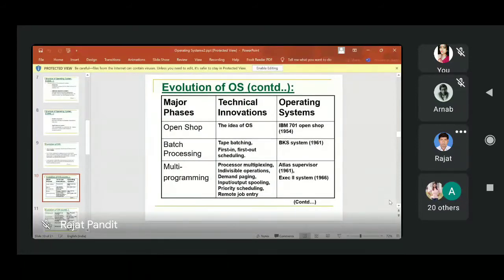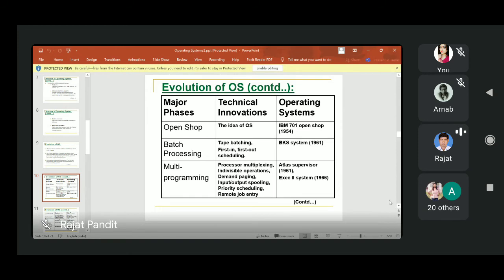This is a continuation where we tabulate the information in tabular form, with the major phases, technical innovation, and the operating system. The first one is the open shop, and the technical innovation is basically the major idea of the operating system. The operating system is the IBM 701 open shop, developed in 1954.